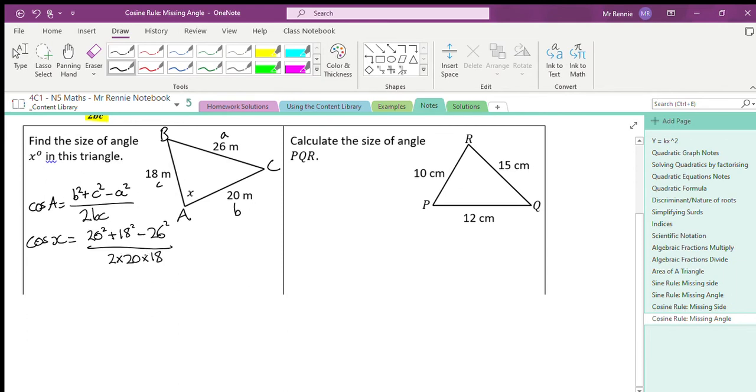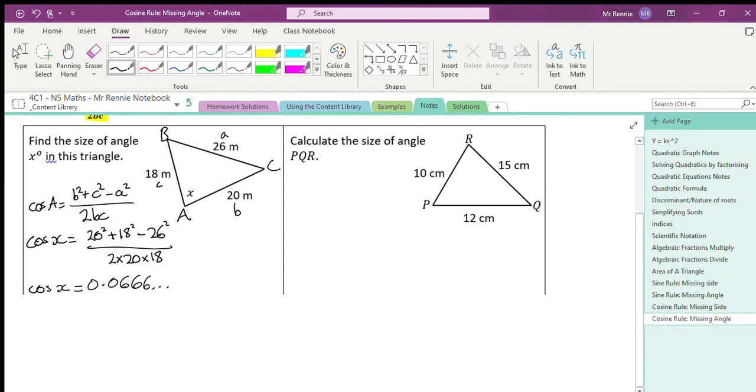Now put that into your calculator, and make use of the fraction button on your calculator. If you don't know how to use that properly, find the answer for the top first, then divide your answer by multiplying 2 times 20 times 18, so that you're not doing it all in one go. If you do it properly, you should hopefully get the answer cos x equals 0.0666 recurring.